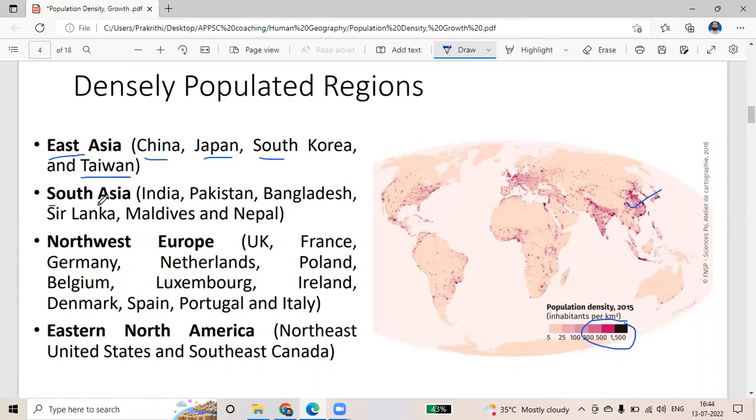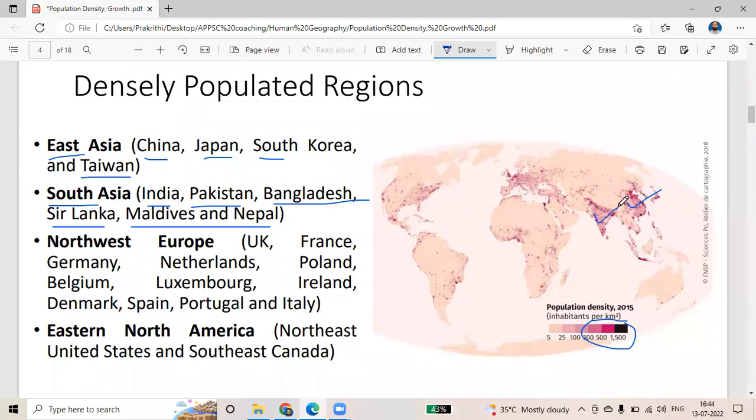Then South Asia, comprising India or the Indian subcontinent countries, that comes under this South Asian region. It consists of India, Pakistan, Bangladesh, Sri Lanka, Maldives and Nepal. So comprising this region.